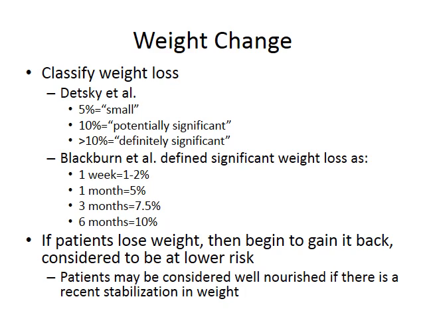Blackburn et al. define significant weight loss as a 1 to 2% decrease in body weight over 1 week, a 5% decrease in body weight over 1 month, a 7.5% decrease in body weight over 3 months, and a 10% or greater decrease in body weight over 6 months. If a patient has lost weight over the 6-month period of time, but then began to gain it back, consider this patient to be at lower risk. Patients may be considered well-nourished if there is a recent stabilization in weight.